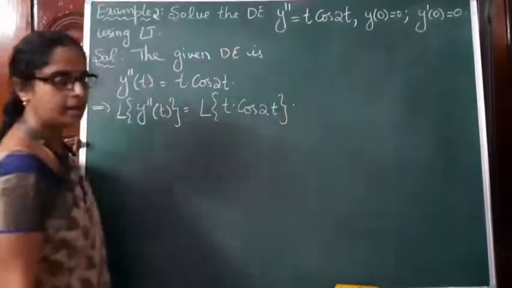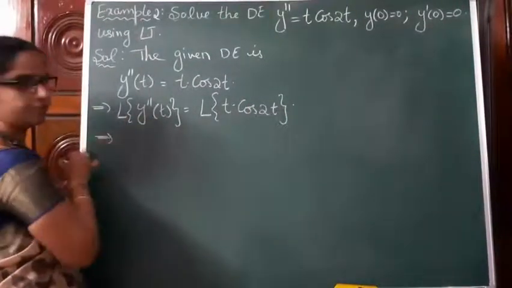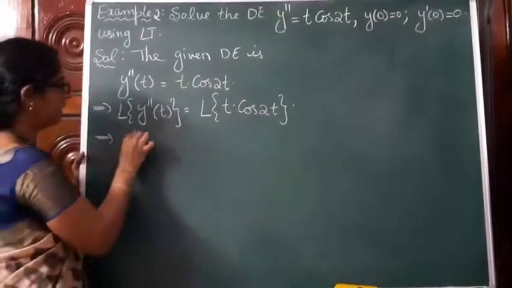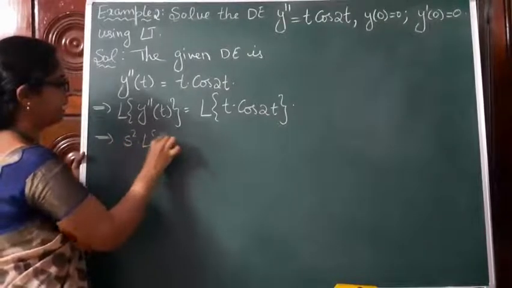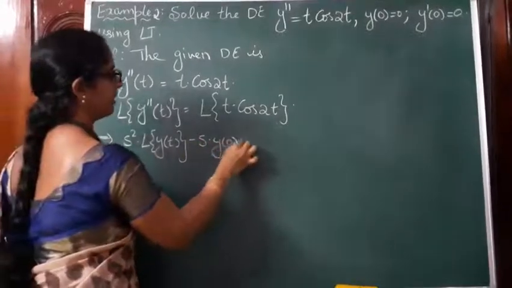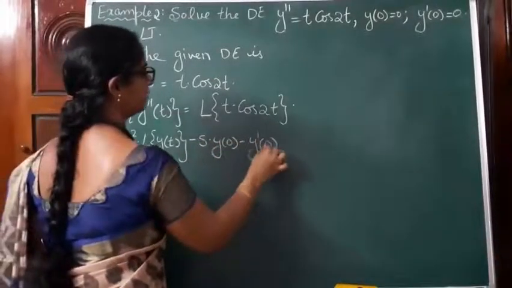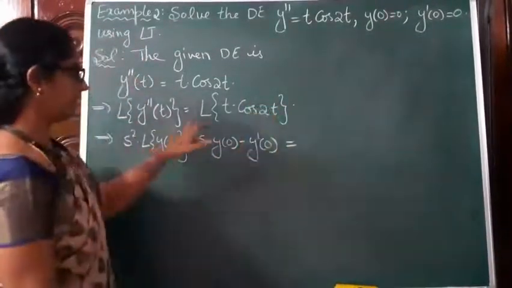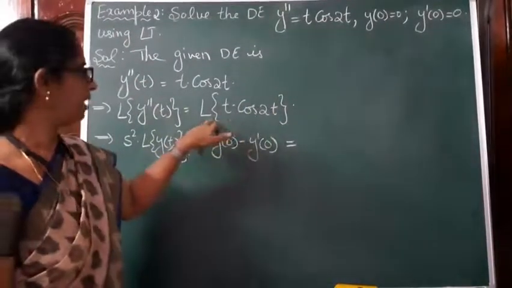Now what is L of y double dash of t? It is s square into L of y of t minus s into y of 0 minus y dash of 0 is equal to, now look at this right hand side. We have L of t into cos 2t.